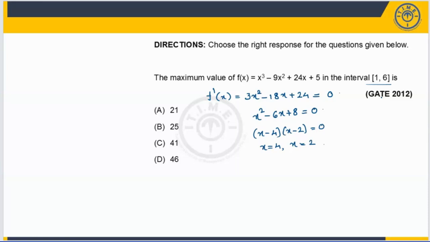So that means you are supposed to check the value of the function at 1, the value of the function at 2 and 4, as well as 6. Now, among these 4, whichever is the maximum, that will be your required maximum value.